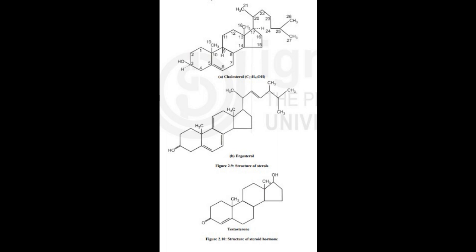Look at the screen. A. Cholesterol, C27H45OH. B. Ergosterol. Figure 2.9, structure of sterols. Figure 2.10, structure of steroid hormone. After steroids, we shall focus on a family of compounds called eicosanoids derived from polyunsaturated fatty acids.